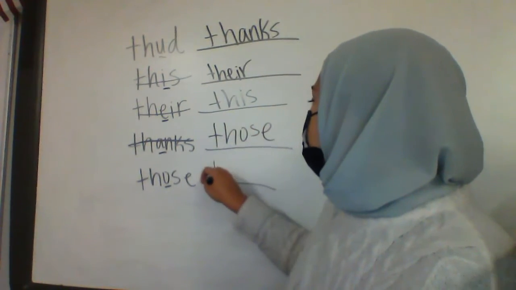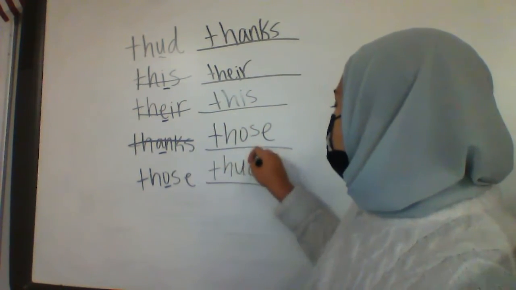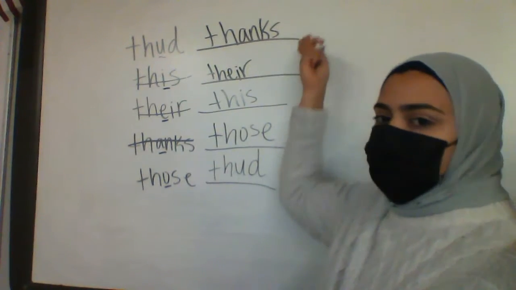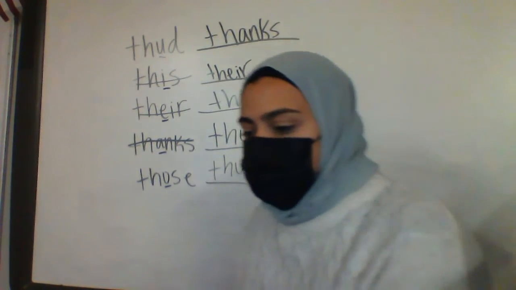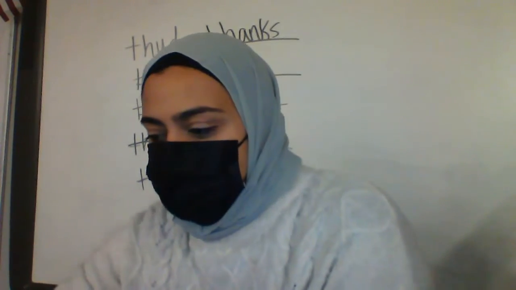And class, what's the last one? Thud. Let's read these words together. Thanks, there, this, those, thud. Very good. Now, on your activity sheet 69, you have words that are kind of like this. I want you to do the same thing.